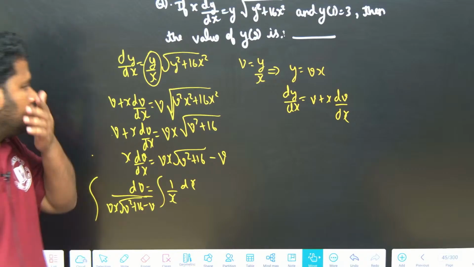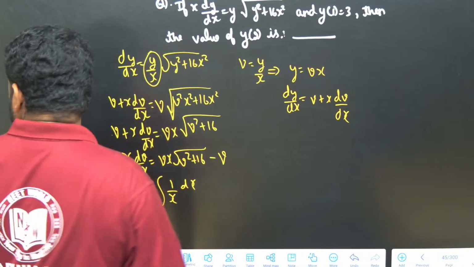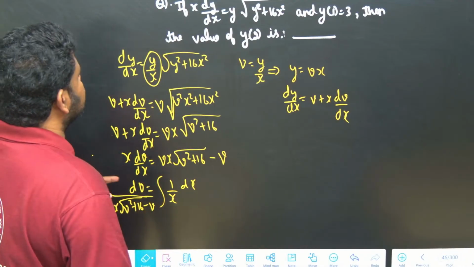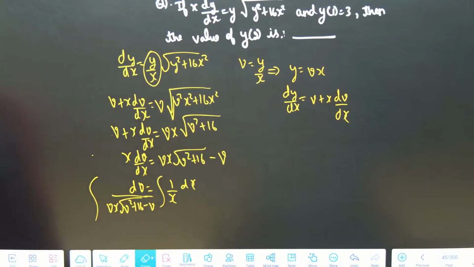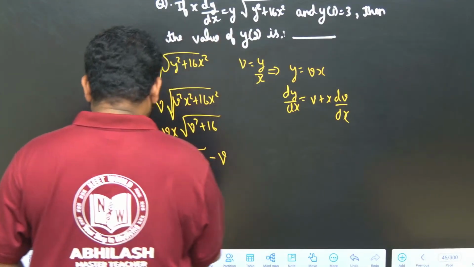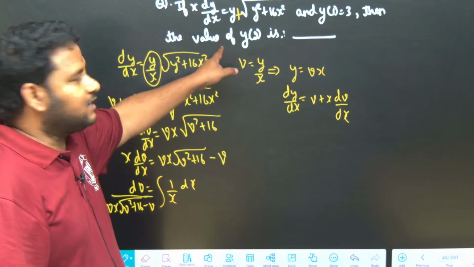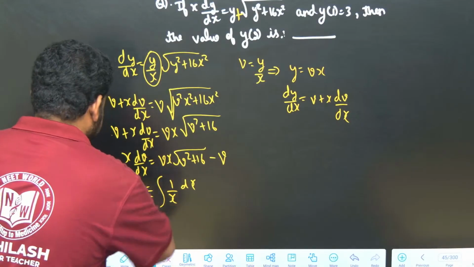Now here, instead of taking v by x, there is a mistake in the question. It should be x into dy by dx minus y, or rather the minus should actually be a plus. That is why we are not able to get it. So let me solve it again.